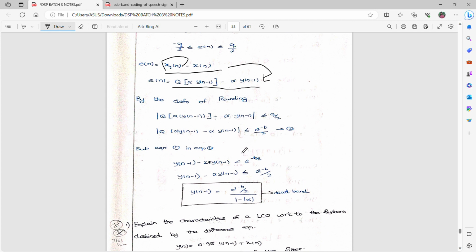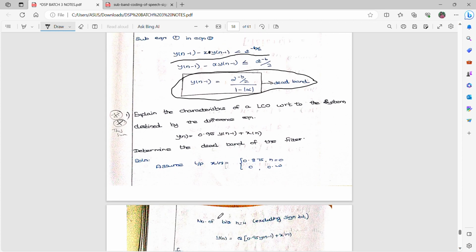So now substitute equation 1 in equation 2, then the equation becomes modulus of y of n minus 1 into modulus of 1 minus alpha, less than or equal to 2 power minus b by 2. Then the modified equation can be written as modulus of y of n minus 1 less than or equal to 2 power minus b by 2 into 1 minus modulus of alpha. This is called the deadband equation.